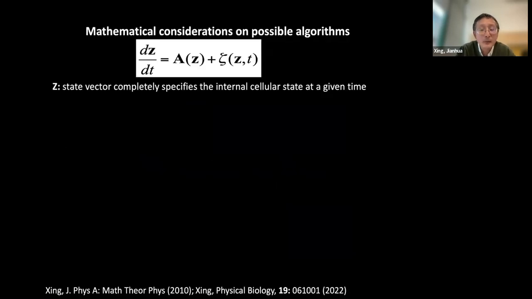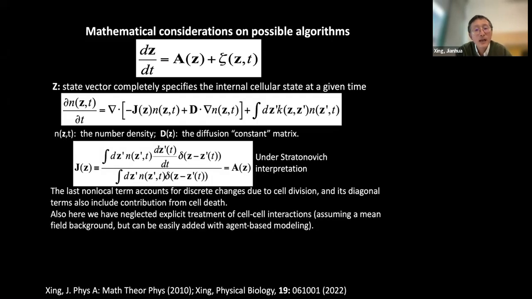So mathematically, let's put it in more detail. Suppose we have a system that can be described by this set of generic stochastic differential equations. Now you can equally represent it by a set of partial differential equations in the state space, where this n becomes the number density. This is for the single cell. This is for the population of cells.